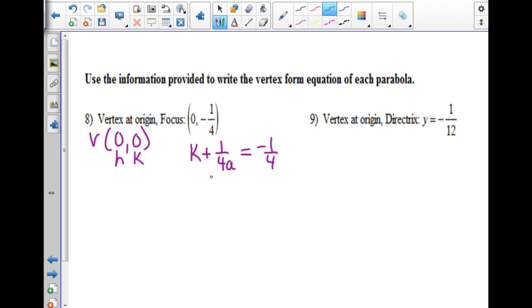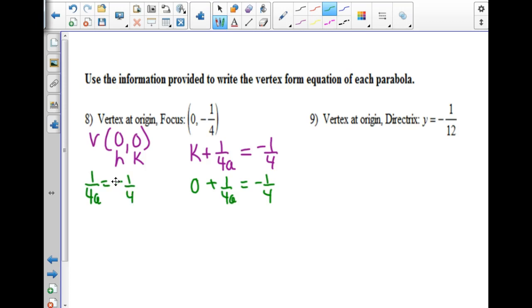Well, I need to know what k is. Do I know k? Yes, from the vertex. It's 0. So I got 0 plus 1 over 4a equals negative 1/4. Some of you may already know what a is. Well, I don't need that 0 there, right? So let's solve this. 1 over 4 times a equals negative 1/4.